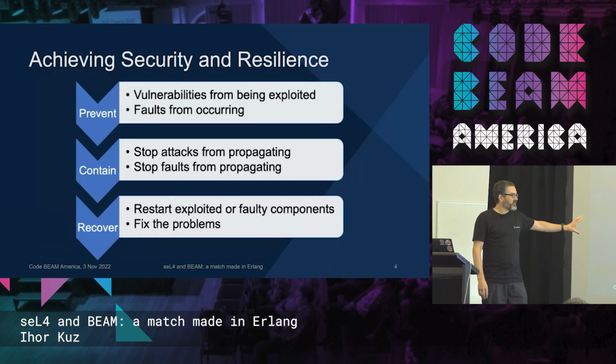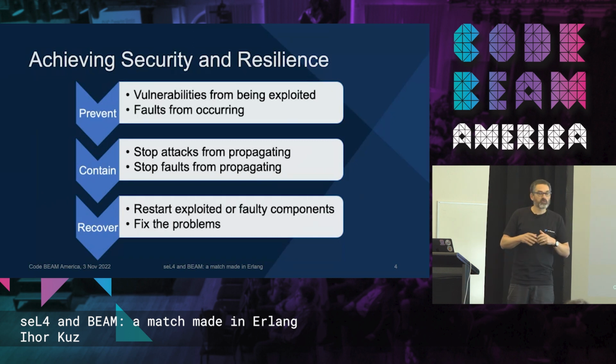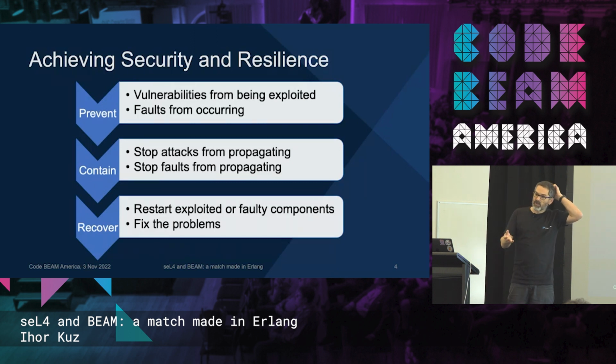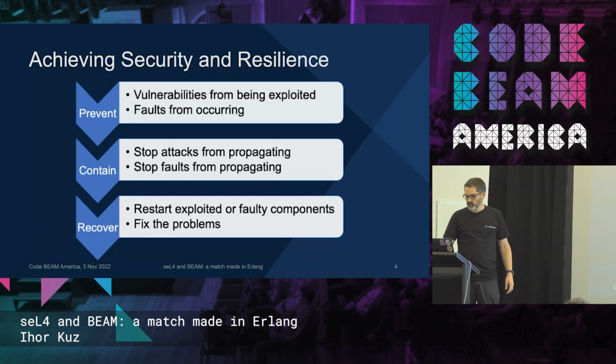And then we need to be able to recover. So we need to be able to restart any of these faulty or exploited components so that the system keeps running. We don't want an attack or a fault to happen and bring the whole system down. So we need to be able to quickly restart anything that's broken, get it working again. We need to also be able to fix those problems, right? If there is a vulnerability in the code, we need to find that. We need to be able to fix it. We need to load it up again and keep the system running without bringing the whole thing down. So three important things: prevent, contain, and recover. I'm going to talk about how we can use Beam and seL4 to achieve these three things.